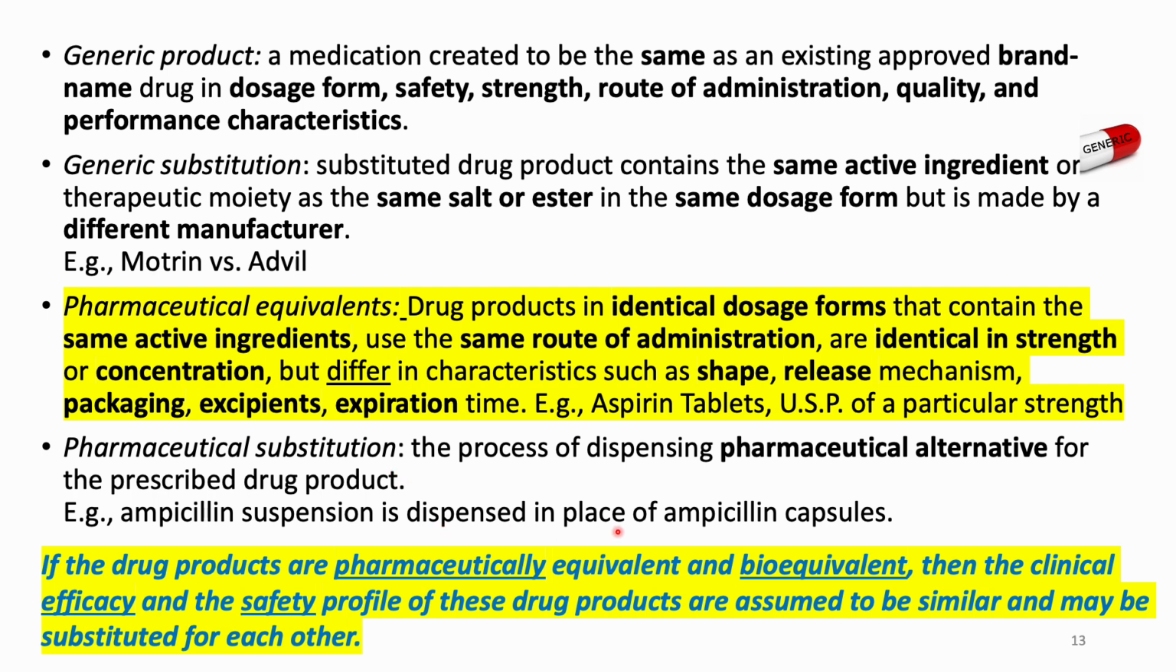Pharmaceutical substitution is the process of dispensing a pharmaceutical alternative for the prescribed drug product. For example, ampicillin suspension is dispensed in place of ampicillin capsules. So in short, if the drug products are pharmaceutically equivalent and bioequivalent, then the clinical efficacy and the safety profile of these drug products are assumed to be similar and may be substituted for each other.